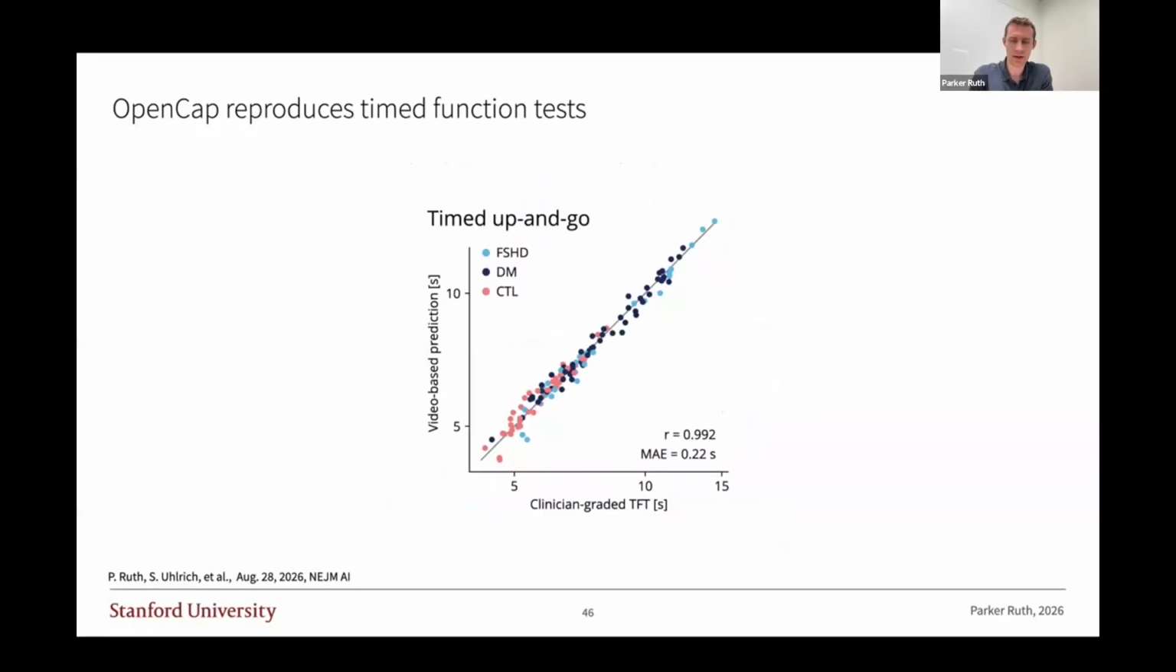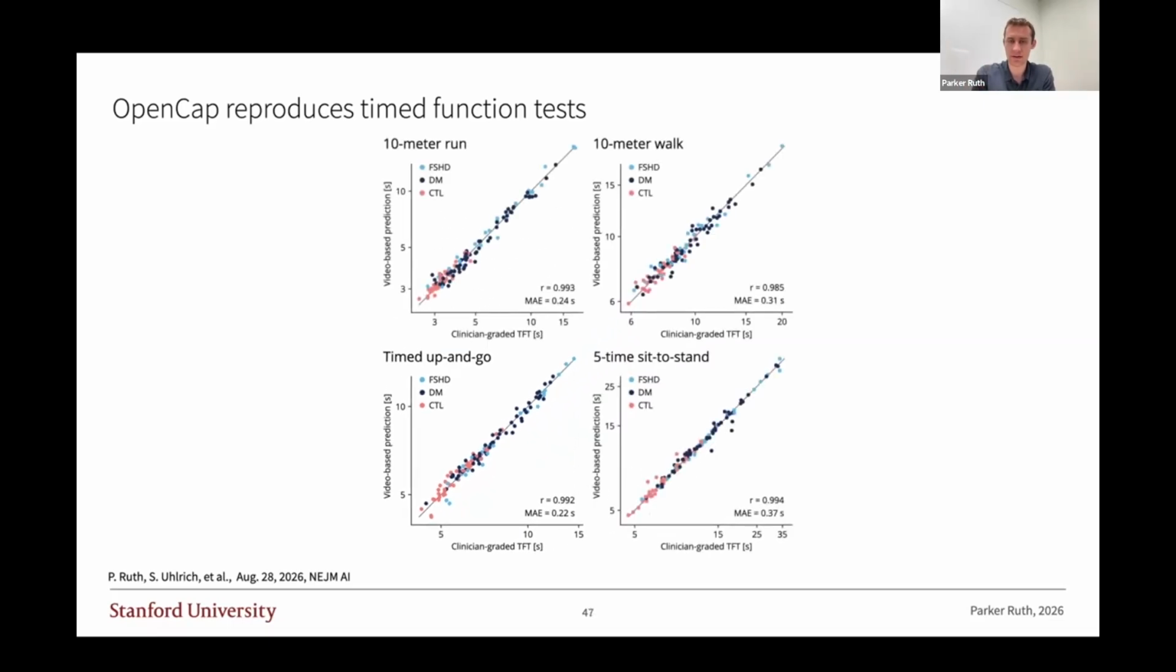Sure, yeah. So just to walk through the axes here, on the x-axis we have a clinician-graded TFT. So this is a number that a clinician measured with a stopwatch for how many seconds it took for a person to complete this task. On the y-axis, we wrote an algorithm to extract that same number just from the kinematics. So we measured when their center of mass rose up off of the chair seat. They walked 3 meters, turned around, walked back, and sat back down again. And we measured when they touched the chair. And so the time that we measured for this task and the clinician-graded time matched. And that was true for all of the other tasks as well.